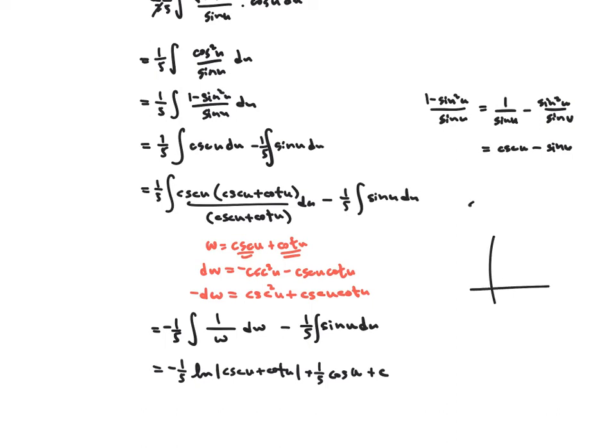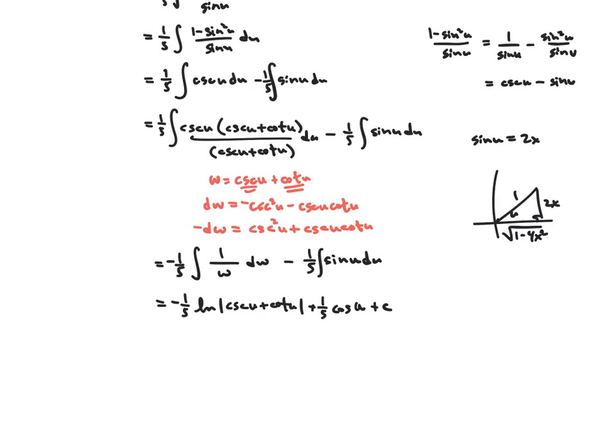We said that the sine of u equaled 2x. Okay, so if the sine of u equals 2x, then we said that this adjacent side was the square root of 1 minus 4x squared. So now we can come up with the cosecant, the cotangent, and the cosine.